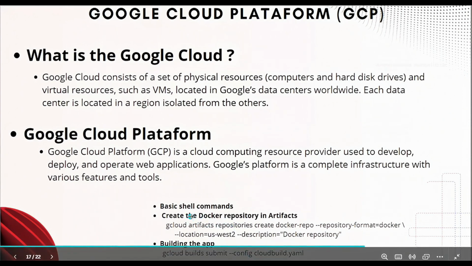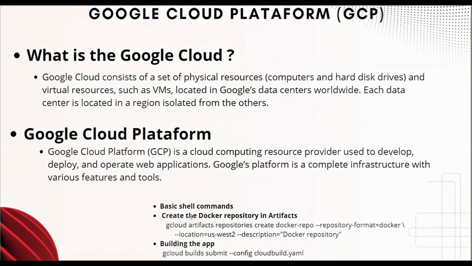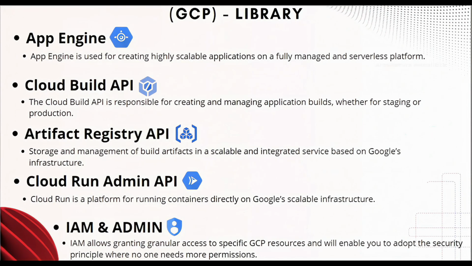And here are the basic commands that we will use. I have left them here for you to consult later, okay? The services we will use: App Engine is responsible for creating applications in the cloud. Cloud Build, which is the application builder. Artifacts, which is your container registry. Cloud Run is your functions as a service or serverless. It is the one that will trigger the microservices. And IAM, which controls permissions.